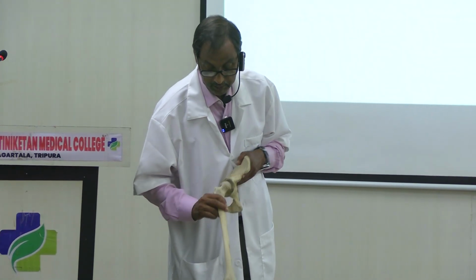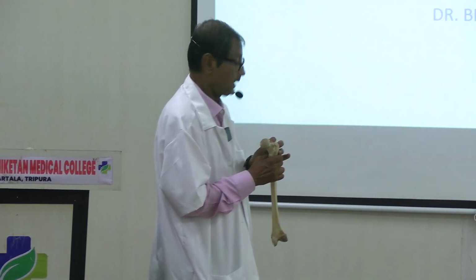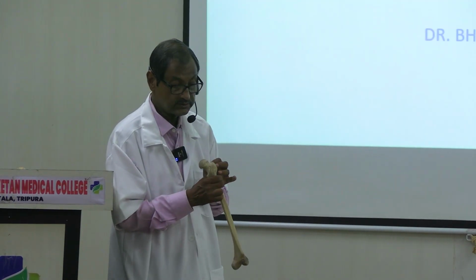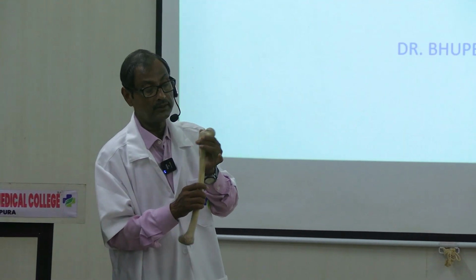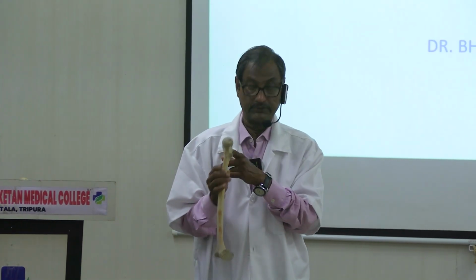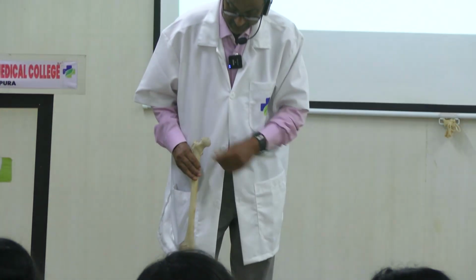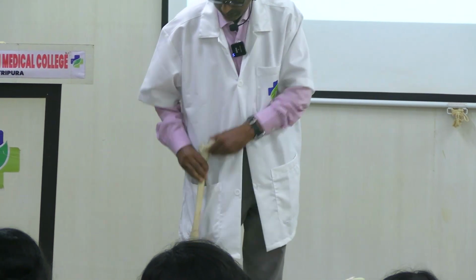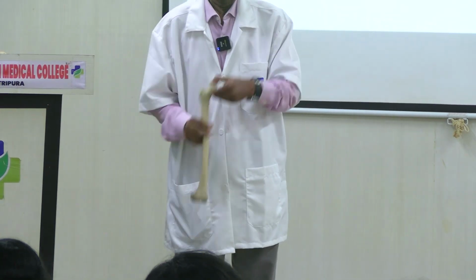Here, the neck is a portion which connects the head with the body, with the greater trochanter and lesser trochanter. The lesser trochanter is a posterior medial structure. You see, it is like this, so it is posterior and medial, and the greater trochanter is an anterolateral structure.